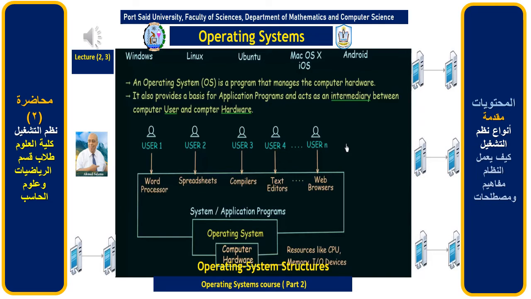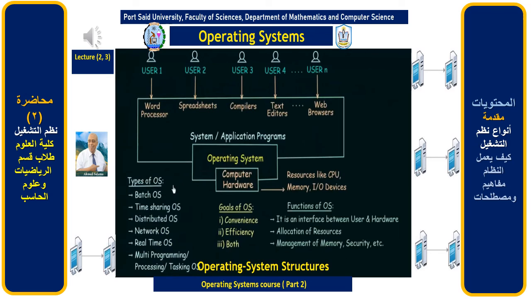So that is the main function of an operating system, and I hope that made you understand what an operating system actually does. Now we will be seeing some of the types of operating systems that we have, and also the functions of an operating system, and what are the goals that an operating system needs to achieve. So here I have some types of operating system. First one is batch operating system, then time sharing operating system, distributed operating system, network operating system, real-time operating system, multi-programming, multi-processing, and multitasking operating systems.